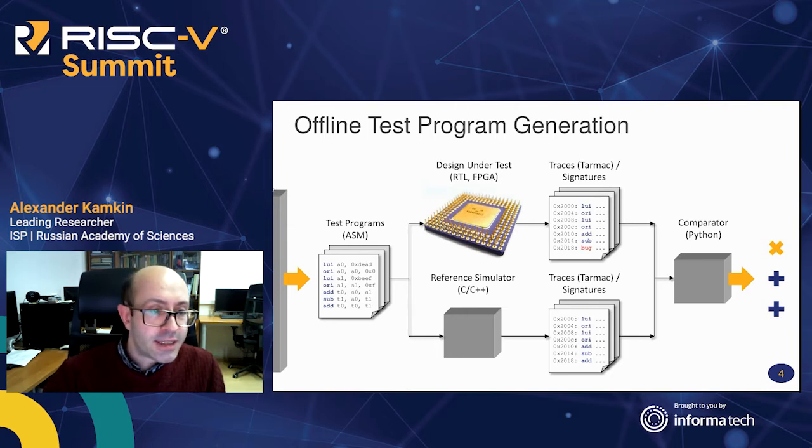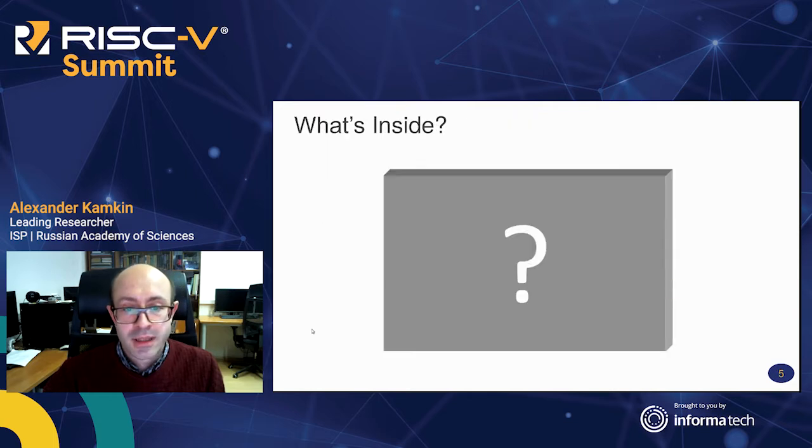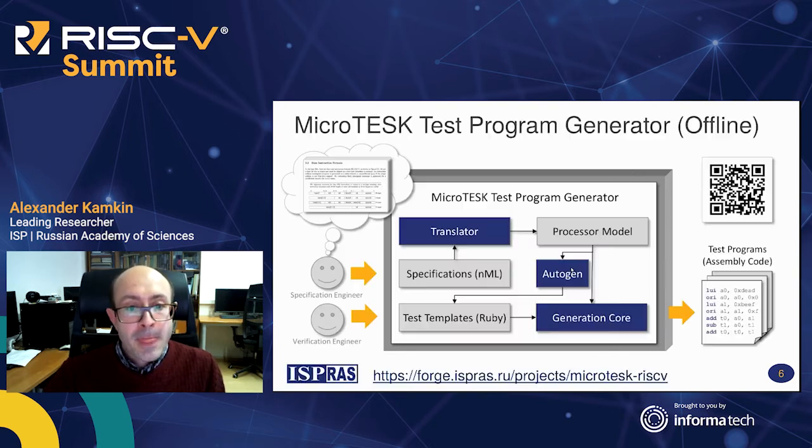So the main question is what's inside that box on the left. In other words, how to generate test programs, how to automate test program generation. And we use a so-called model-based or specification-based approach. The idea is to separate architecture-dependent knowledge from an architecture-agnostic generation core. The idea is not new. It was originally implemented in Genesys-Pro at IBM Research.